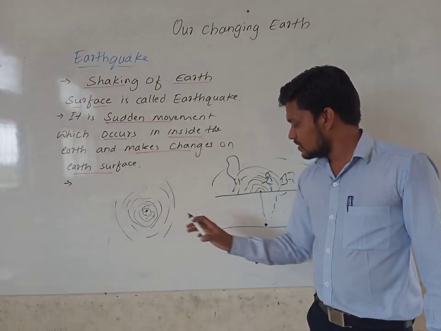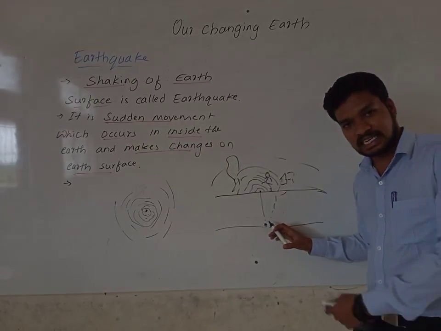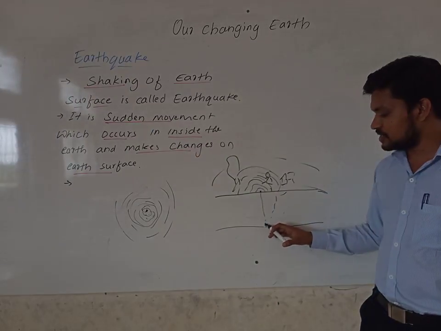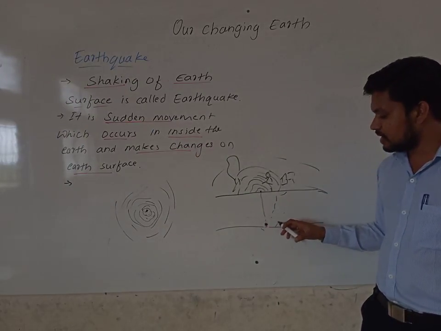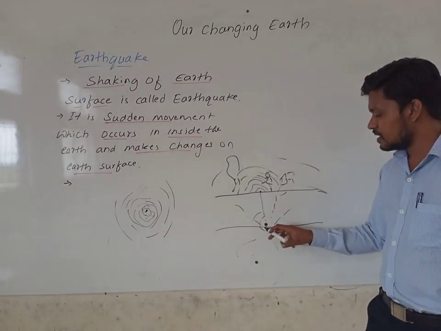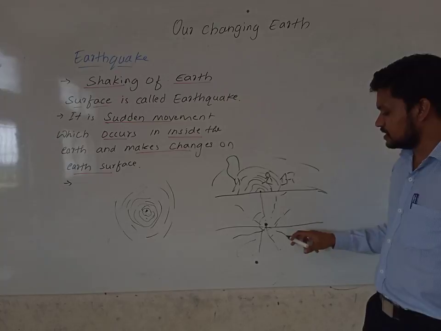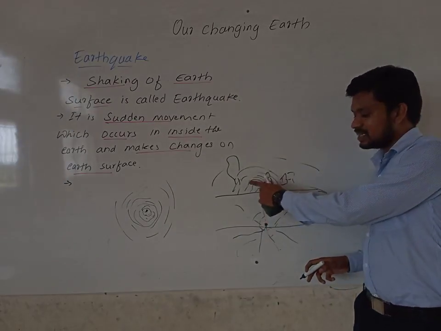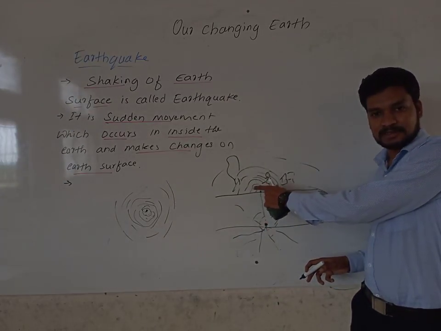So that's how at the point inside the earth, the energy originates, and from there the waves increase and go in all directions. But we can see the changes in our earth surface, only on the earth surface.